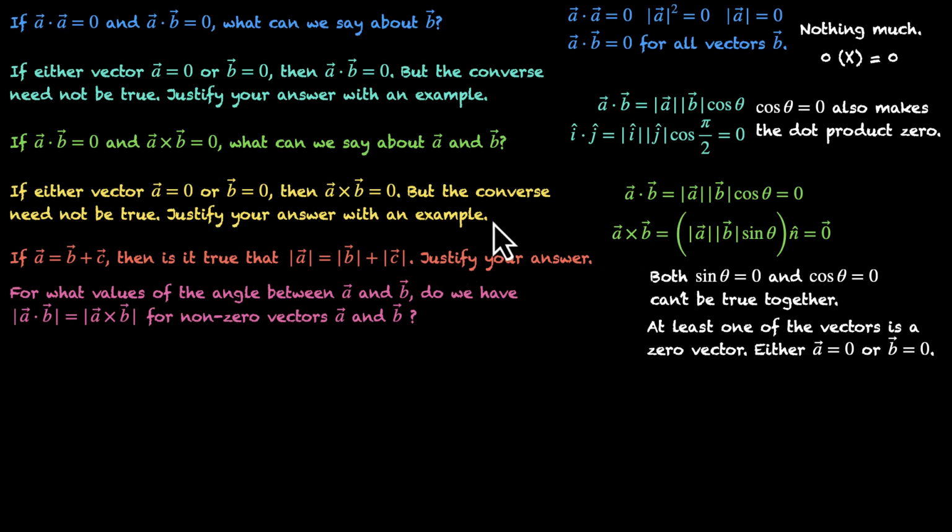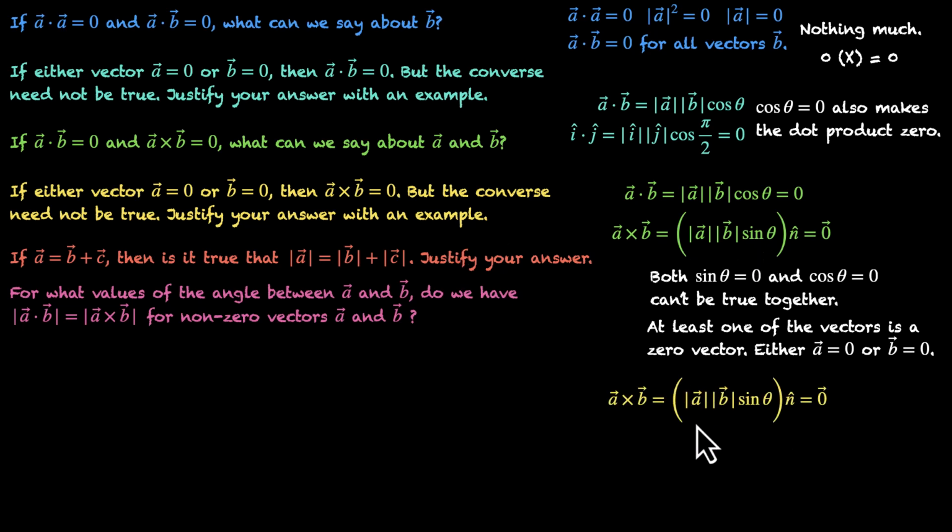Let's look at the next one. If either vector A equals 0 or B equals 0, then we have their cross product equal to 0. And that makes sense. Then one of them could be 0 and the cross product becomes 0. But the converse need not be true. Justify our answer with an example. We have just seen this scenario.